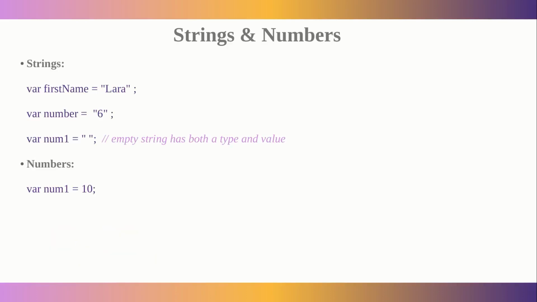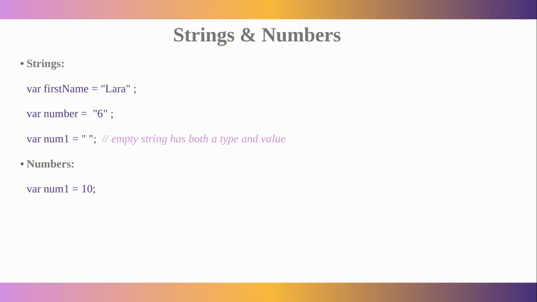The string data type is composed of a sequence of characters enclosed within quotation marks. These can be double or single quotation marks. Which one you choose to use is just a matter of preference. The only rule is that an opening quotation mark must have a closing quotation mark. For example, var firstName = "Lara". The variable firstName references a value which is of the string data type. The same way, var number = "6" is also a string. It is not of the number type simply because it is enclosed within quotation marks. And we'll talk about the number data type coming up.